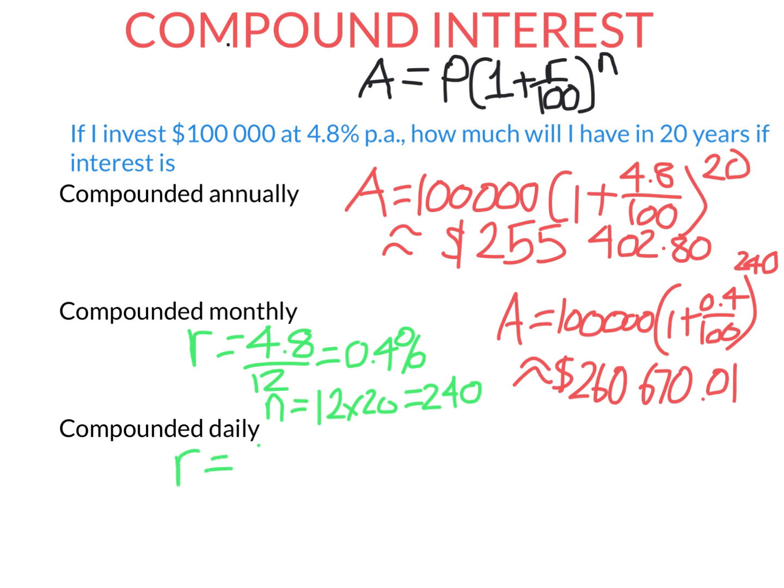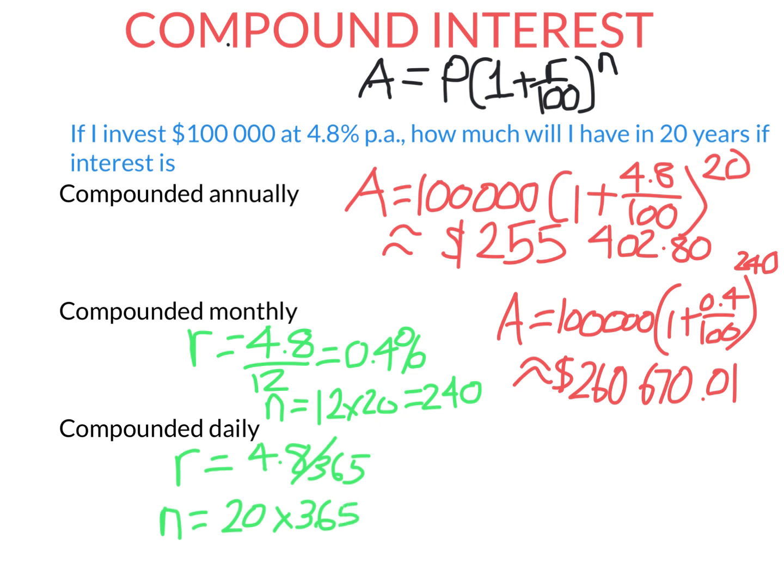Similarly, if it was compounded daily, we're going to need to change R and N first. The rate is 4.8% per year, but per day, it'll be 4.8 over 365. We can assume 365 days in a year, don't worry about leap years. So what will be N? N, the number of compounds, will just be 20 times 365. There's 365 compounds each year for 20 years.